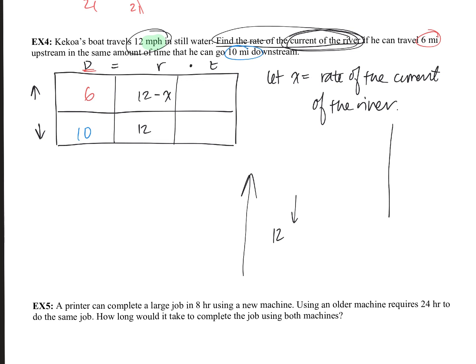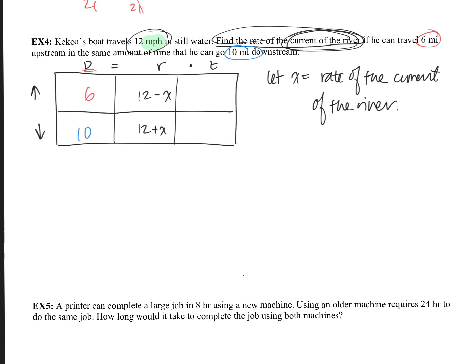However, when I'm going downstream, the current will be helping my boat move faster, right? So it's going to be the rate of my boat plus the rate of the current when I go downstream. Kind of sneaky. But just imagining yourself trying to kayak up a stream or something, it'll give you a good visual. And then after that, what do we know?